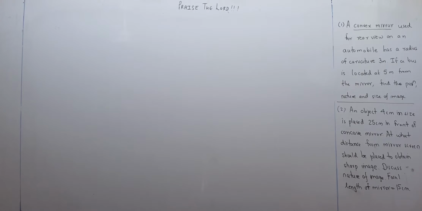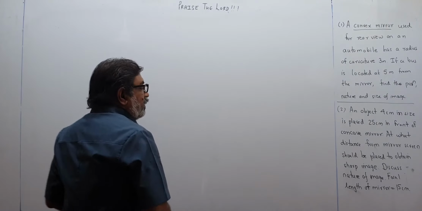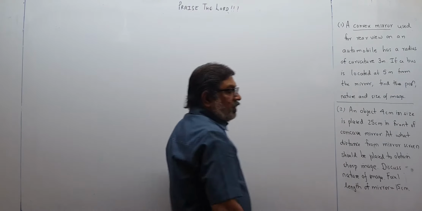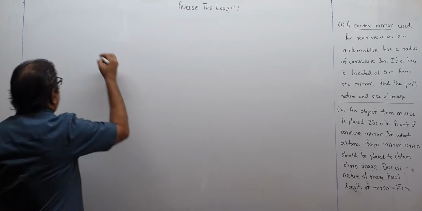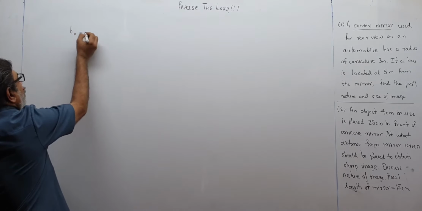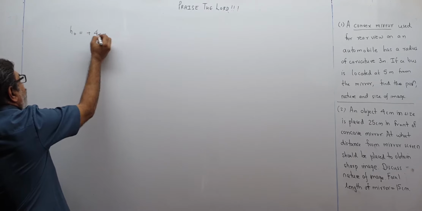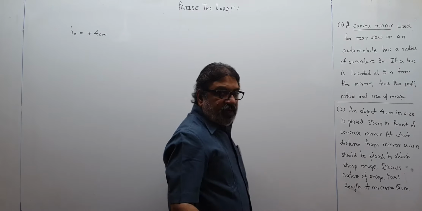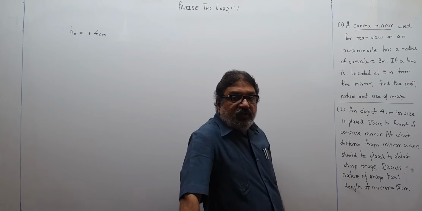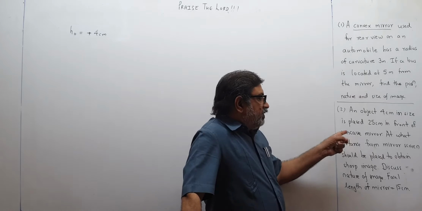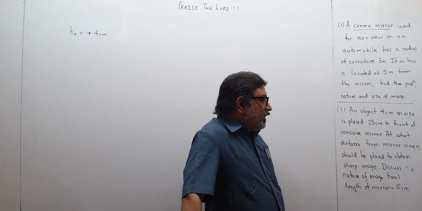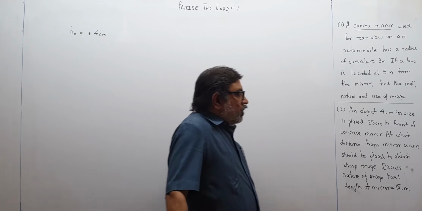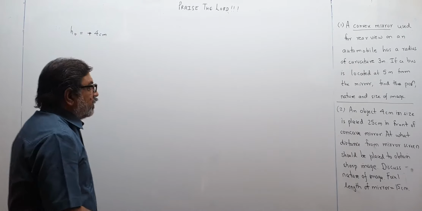The second one is that, children, an object 4 centimeter in size. So the object size is given to us as 4 centimeter. So we write HO equals plus 4 centimeter. Why plus? Because we assume the object will always be erect in front of the mirror. That I told you when I was teaching the theory part. It is placed 25 centimeter in front of a concave mirror. So the object is 25 centimeter in front of the concave mirror.